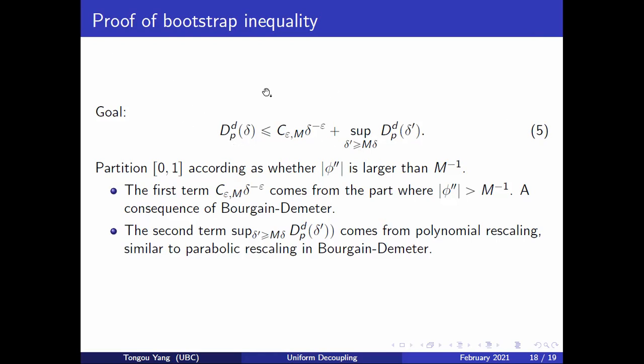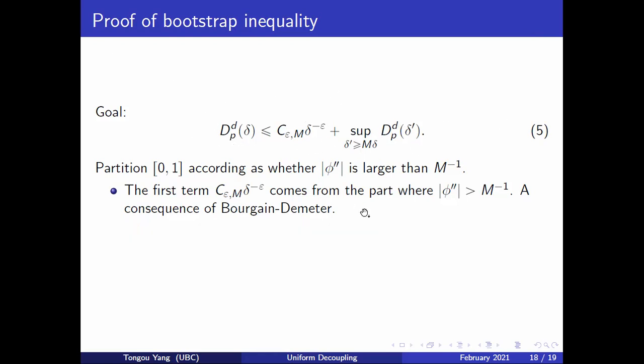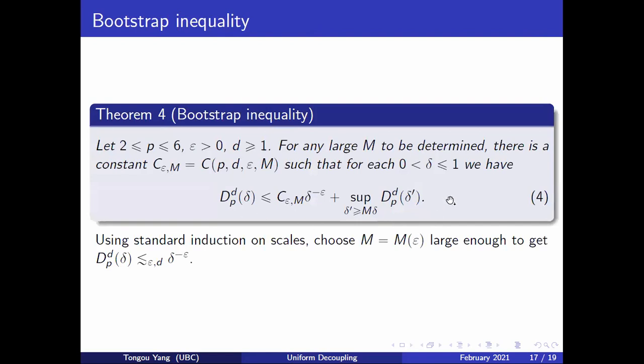And if we are able to prove this inequality, we can iterate it roughly log delta inverse many times until we get this bound for the decoupling constant. This standard induction on scales is the same technique that Bourgain and Demeter used in their original proof.